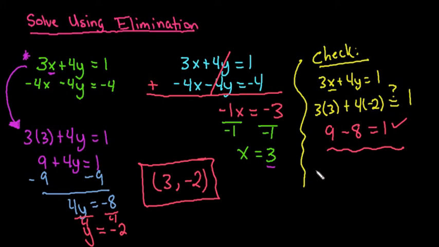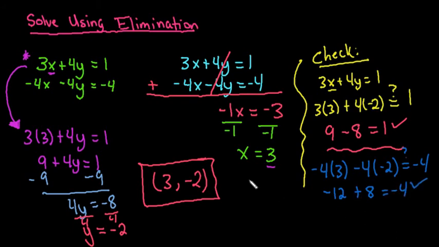To check in the other one, we would do the same thing. We would replace the x with 3 and the y with negative 2, and we're going to see, does this equal negative 4? So I end up with negative 12 plus 8, which is negative 4, so we can see that it works in both of those equations. If it only works in one but not the other, that means that you made a mistake somewhere along the lines, so you need to go back and check your work.